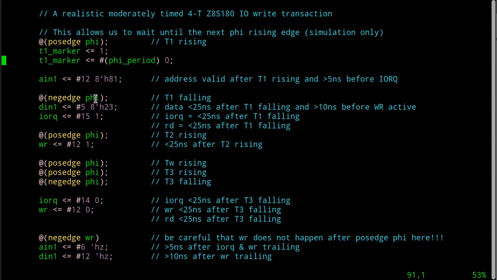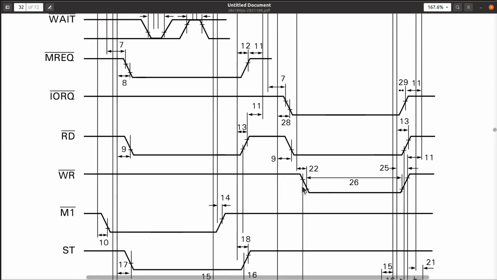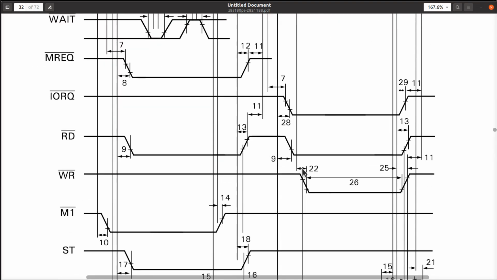Okay. All right, so on the falling edge of phi into the future, we do these things. And I chose nominal realistic values, and I put some comments in here. On the falling edge of T1, the spec says that data should happen less than 25 nano. I did it at 5. IO rec should be less than this. We did it at 15, and then on T2 rising, we have the write signal, worst case 25 nano after the rising edge of T2, number 22 there, okay? So this is less than 25 nanos.